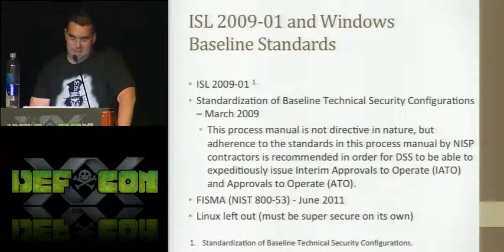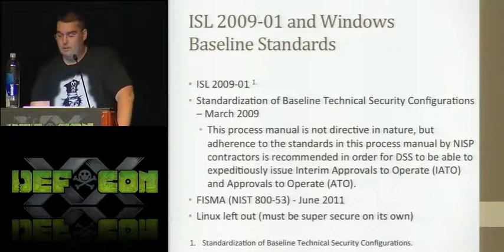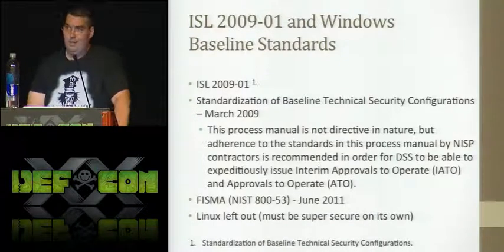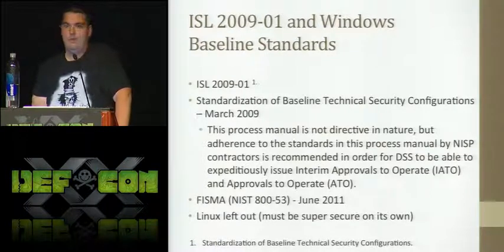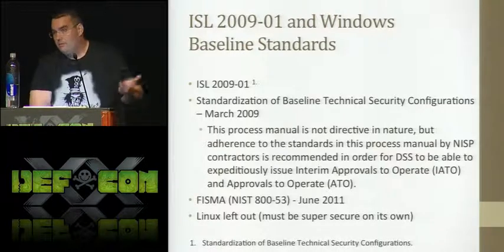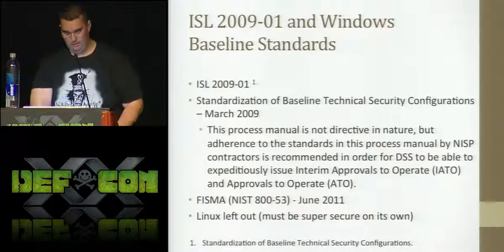Here's the thing, though. A lot of companies have fought this because the NISPOM is the only document they have to follow. The baseline standards clearly say in the front of the book that this process manual is not directive in nature. It just says that if you want to get approved in a timely manner, you have to follow the document. But what if I'm a company and I don't want to get approved in a timely manner? What if I just don't give a shit? Well then, you don't really have to follow the document.